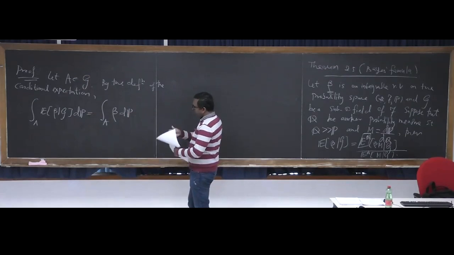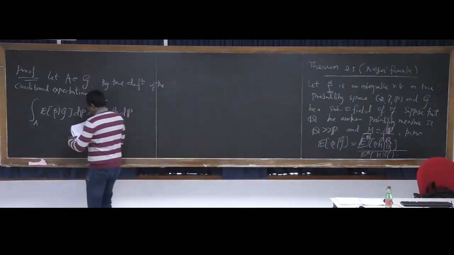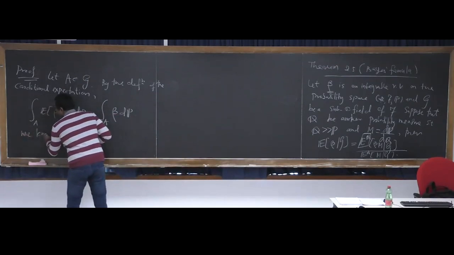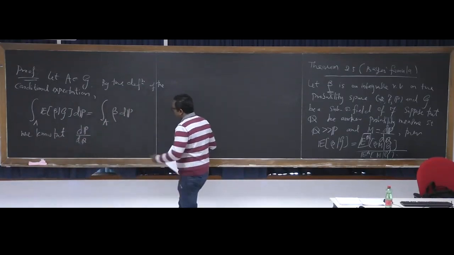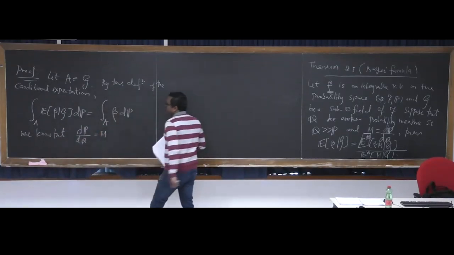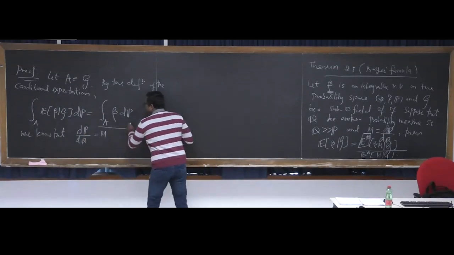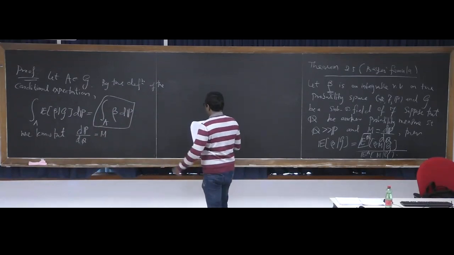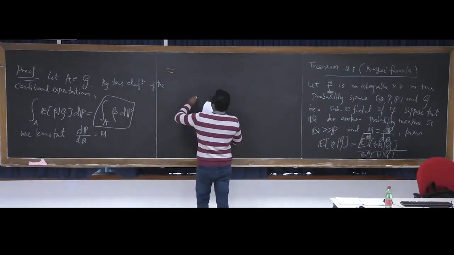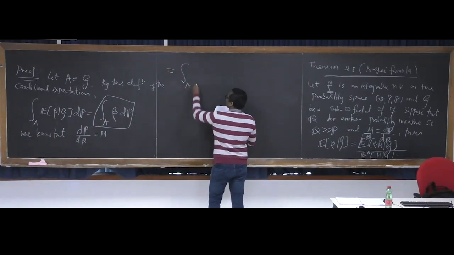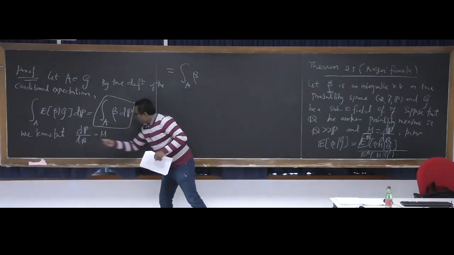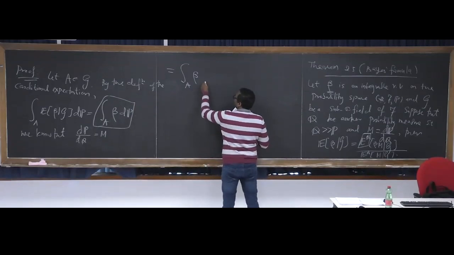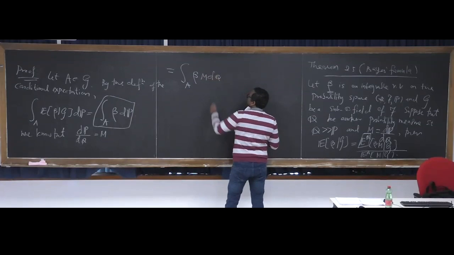Right. Now we know that the Radon-Nikodym derivative of P with respect to the new probability measure Q is M, right? So using that, you can express this integral in this manner. This is nothing but the integral over A, and now we are going to express this integral with respect to the new probability measure Q. So that is nothing but the integral over A of beta times M dQ.